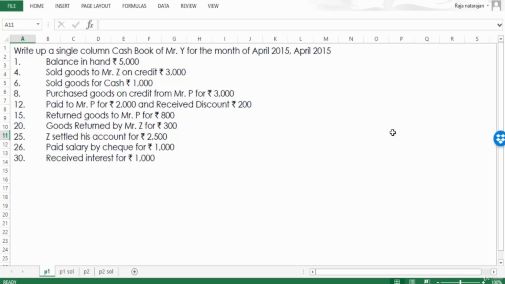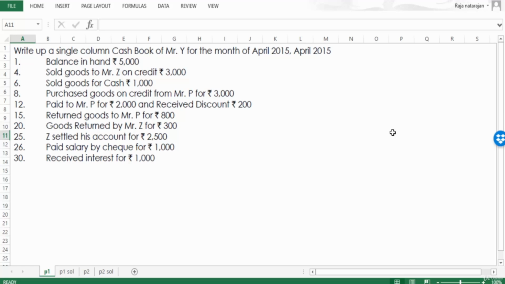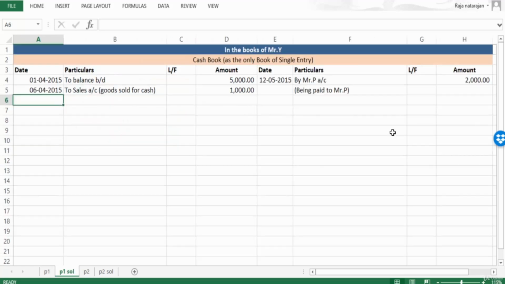But what is happening here? When Z is settling his account, money is coming in, so cash account will be debited and credit the giver of benefit. Z is the giver of benefit, so Z account will be credited. So let's capture that. It is happening on 25th. And a small correction in the date here. I mentioned it as 12th May. It is not 12th May, it is 12th April. Okay, right. And the next transaction is happening on 25th April.